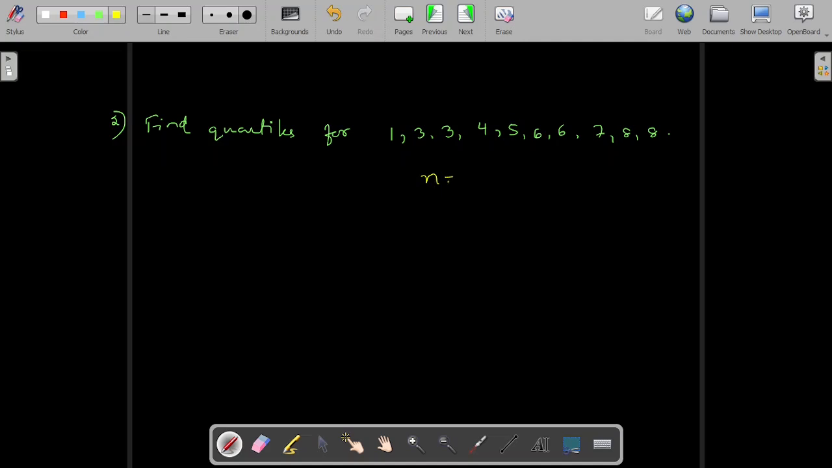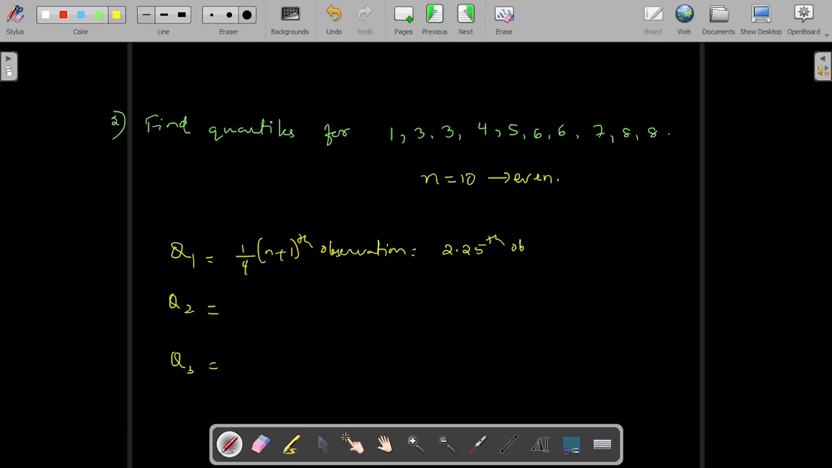So here n is equal to 10. Now it is even. There are 10 data points. So Q1 equal to, Q2 equal to, Q3 equal to, these values we have to find out. It is already in ascending order. So Q1 is 1 by 4 into n plus 1th observation. So you have here, now it is even, so n plus 1 will be odd. Therefore, you won't get the whole number as the value. So it is 11 by 4. 11 by 4 means 2.25th observation.